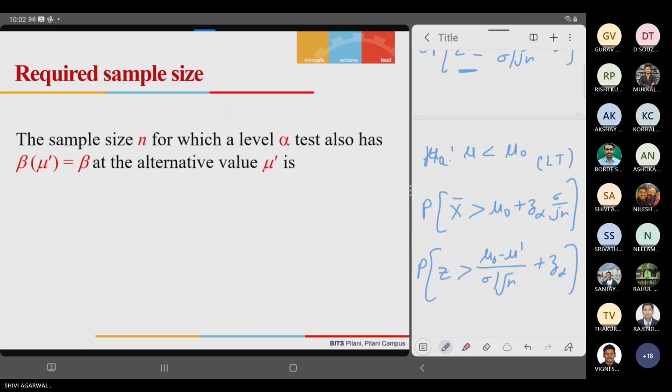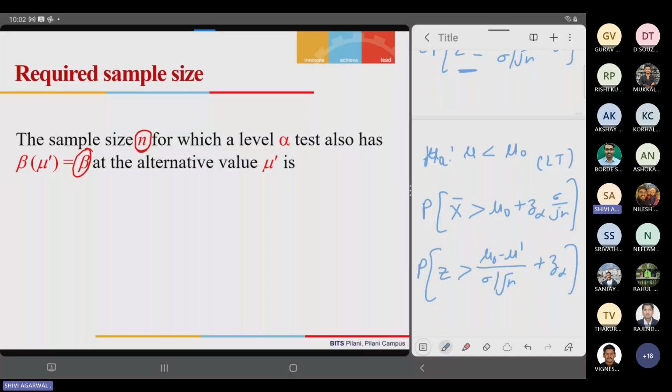Now, if the beta is provided to us, what should be the sample size? We are fixing the alpha, we are fixing the beta. Now what can we move? We can move only the sample size. So how large a sample size should we take so that the probabilities of type 1 error and type 2 error are minimum?